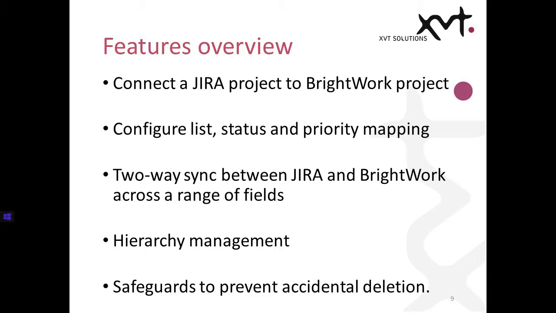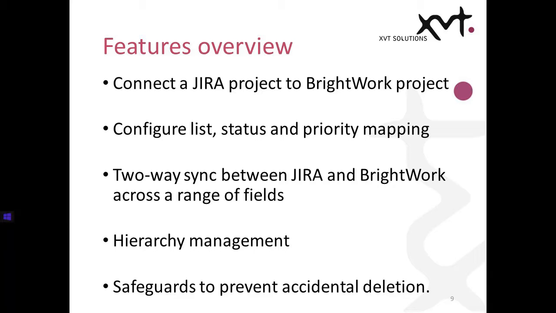So an individual JIRA project connects to a BrightWork project. You can select which template you want to use, and you can link it back the other way. If you've already got a BrightWork project, you can use that to create the JIRA project too. Once that link's established, you can configure the lists. So one JIRA set of issues could be split into multiple BrightWork lists. And you can also map status and priority fields between the two.